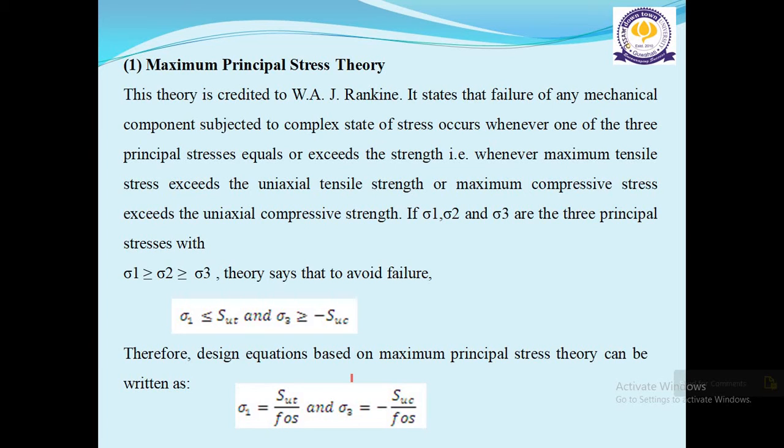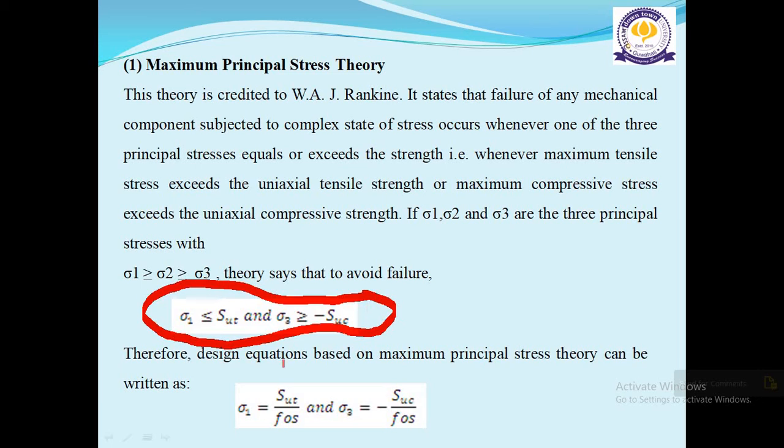If sigma 1, sigma 2 and sigma 3 are the three principal stresses, with sigma 1 greater than or equal to sigma 2 greater than or equal to sigma 3, the theory says that to avoid failure we have to follow this relation: sigma 1 less than or equal to SUT and sigma 3 greater than or equal to minus SUC. Therefore, design equations based on maximum principal stress theory can be written as sigma 1 equals SUT divided by FOS, that is factor of safety, and sigma 3 equals minus SUC divided by FOS, that is factor of safety.